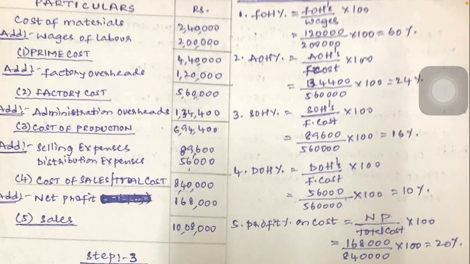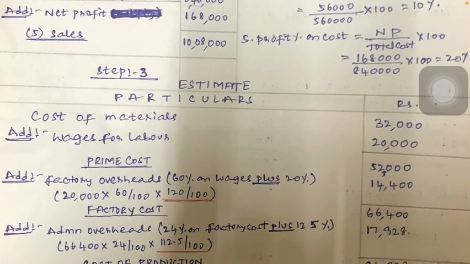Then percentage of profit on cost, net profit divided by total cost into 100. The instruction has been given in the third paragraph. What price should the product be quoted to earn the same rate of profit on cost? So net profit by total cost into 100, 1,68,000 divided by 8,40,000 into 100 is 20%. So now we came to know that factory overheads percentage on wages 60%, administrative overheads on factory cost is 24%, selling overheads percentage on factory cost is 16%, distribution overhead percentage on factory cost is 10%, profit percentage on total cost is 20%. Then we have to prepare estimate.